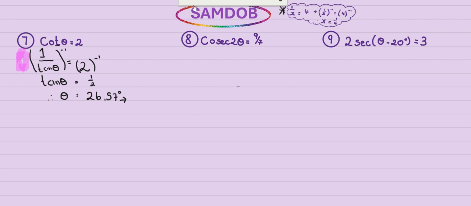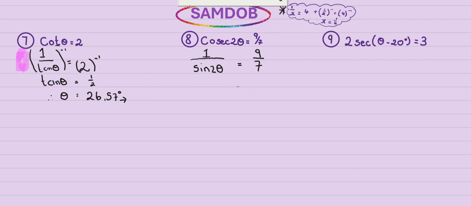Okay, so the next one is cosec. So let's have a look at this one. Cosec is 1 over sine. So that is 1 over sine of 2 theta. So it's that entire angle there. So we start off by writing that as 1 over sine 2 theta.